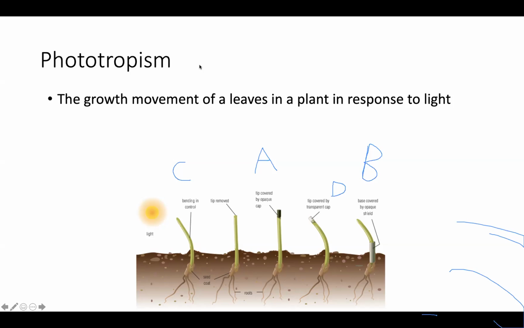You do not need to know this whole experiment that I just talked about, but know what phototropism is: the growth movement of leaves or the plant in response to light.